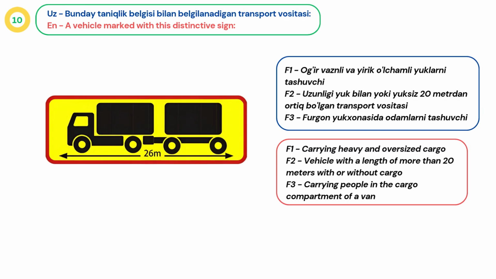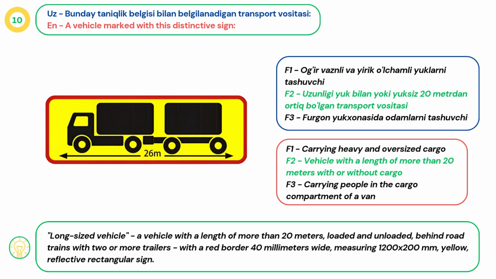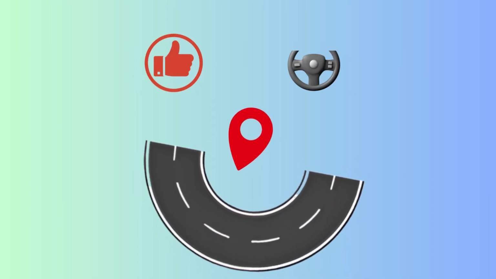A vehicle marked with this distinctive sign. Long-sized vehicle, a vehicle with a length of more than 20 meters, loaded and unloaded, behind road trains with 2 or more trailers, with a red border 40 mm wide, measuring 1,200 by 200 mm, yellow, reflective rectangular sign.